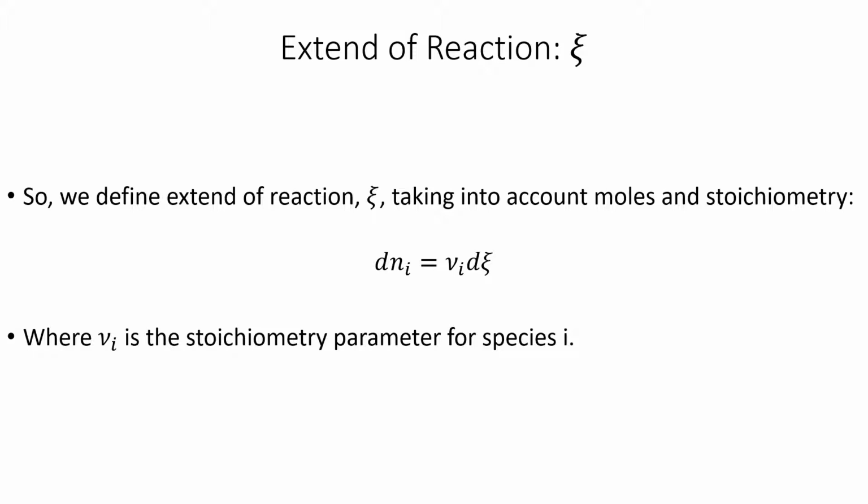The infinitesimal change in the number of moles, dNi, of species i, is equal to the stoichiometric value of i in the reaction, nu i, nu looks like a V, times the change in the extent of the reaction.